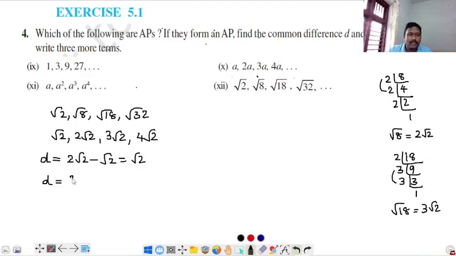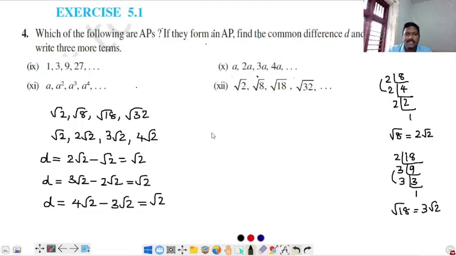Now again D we can find by taking the third and second term. So the third term is 3√2 minus 2√2. 3√2 minus 2√2 is how much? That is also √2. Now the next D is A4 minus A3. A4 is 4√2 minus 3√2, which is equal to √2. So D is equal to √2 for all the cases.